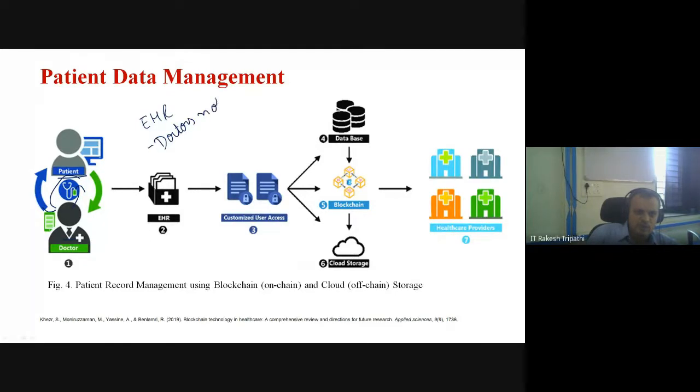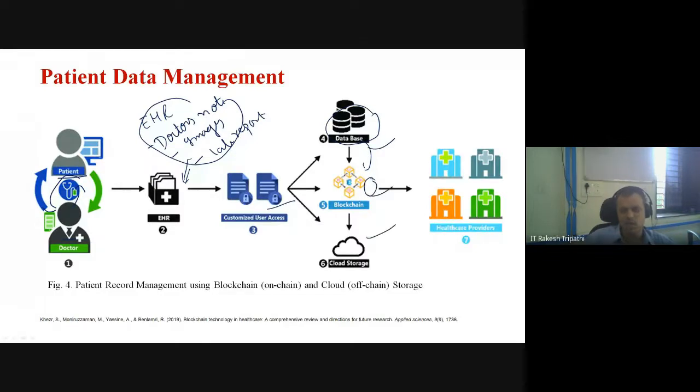Doctor's note will have your images, and it will have your what? Lab reports. Now these lab reports will make your EHR. Now this EHR will be written onto database storage, and its information will be in blockchain, and it could be also, so in 3 places we are writing. So here actually blockchain we cannot write the entire image because then it will be very expensive.